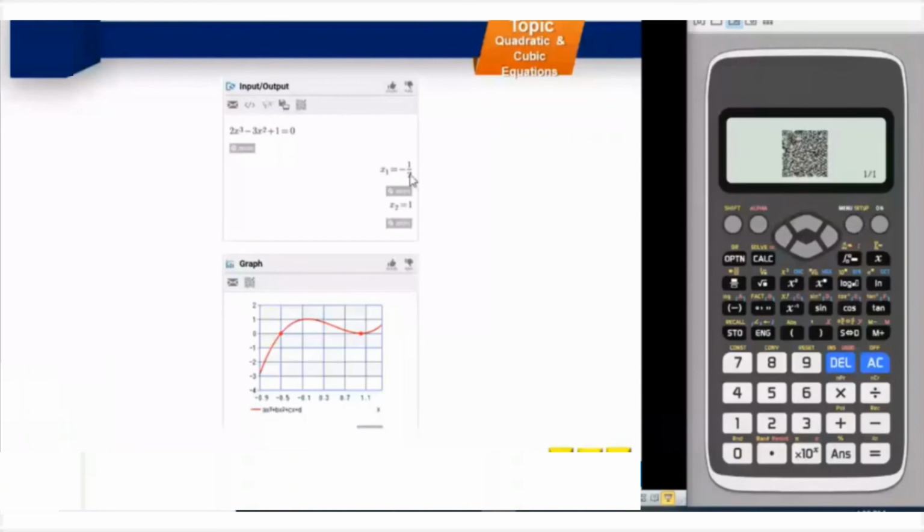And if I visualize the graph, this is one solution, this is the second solution. There is no third solution because this curve is intersecting the x-axis, this 0 point means the x-axis, only at 2 points, not at 3 points. I hope this is clear to all of you.